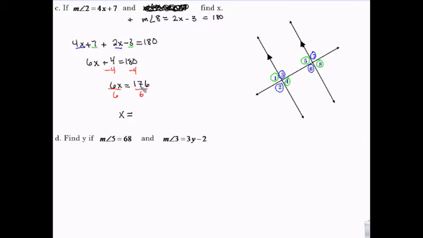6 goes into 17 twice with 5 left over, and then it does not go into 56. So I'm just going to reduce these by 2, and I'm going to get 88 thirds. Or you can do a decimal. Okay. For D, plus or equal?